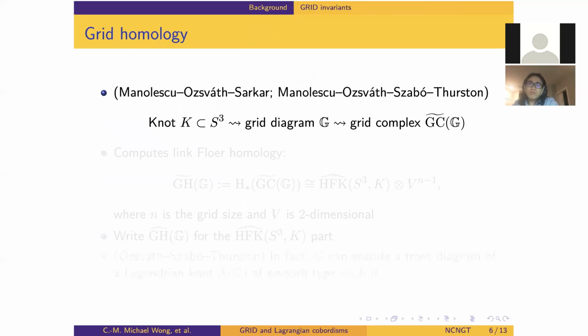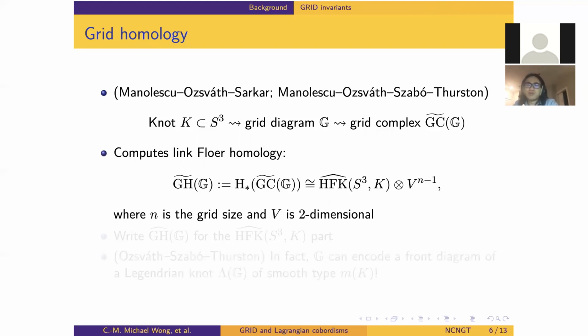So grid homology is defined by Manolescu, Ozsváth, and Szabó, and Thurston. Given a knot K, you find a grid diagram G, which is basically a combinatorial object from which you define a chain complex, which we call the grid complex GC of G. Essentially, it's a combinatorial version of link Floer homology. If you take the homology of GC of G, you get GH, which is grid homology. And it basically computes link Floer homology with some annoying tensor product on the right-hand side that we usually ignore.